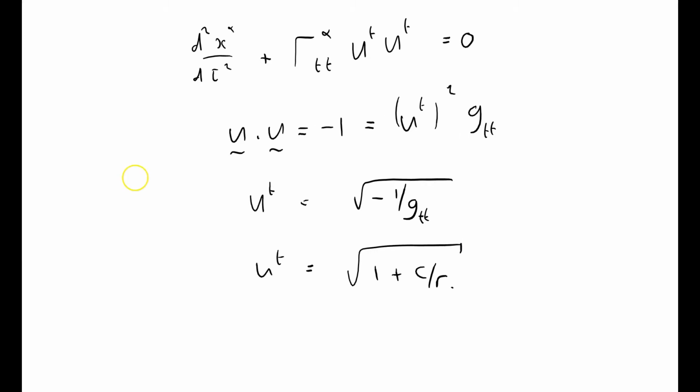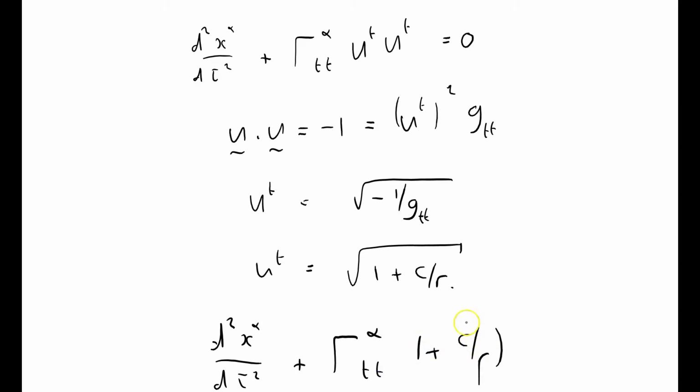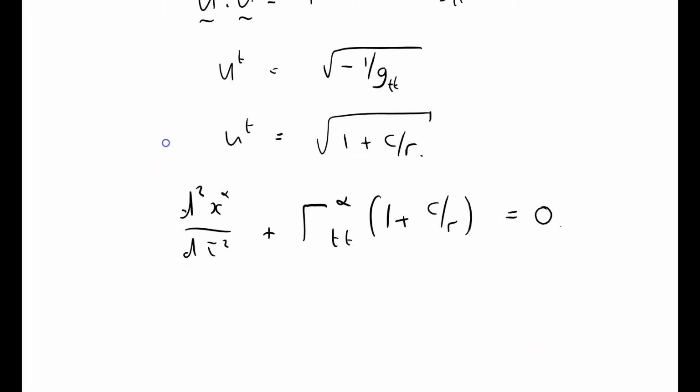So now I can plug that into my equation. I can say d2x alpha by d tau squared plus Christoffel symbol, which I'm still working on, tt, times 1 plus c over r in brackets, equals 0. So we need to find this thing here.